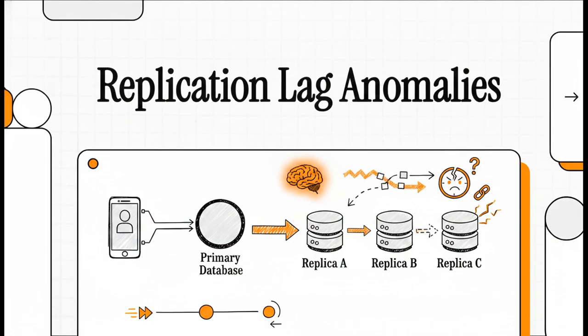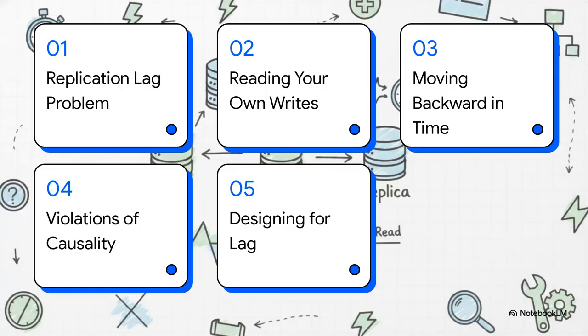Today, we're going to pull back the curtain on distributed databases and explore the very real, very frustrating anomalies that occur when that illusion completely breaks down due to replication lag. It's like a giant puzzle, and we're going to see what happens when the pieces don't quite fit together in time. Here is our roadmap for today.